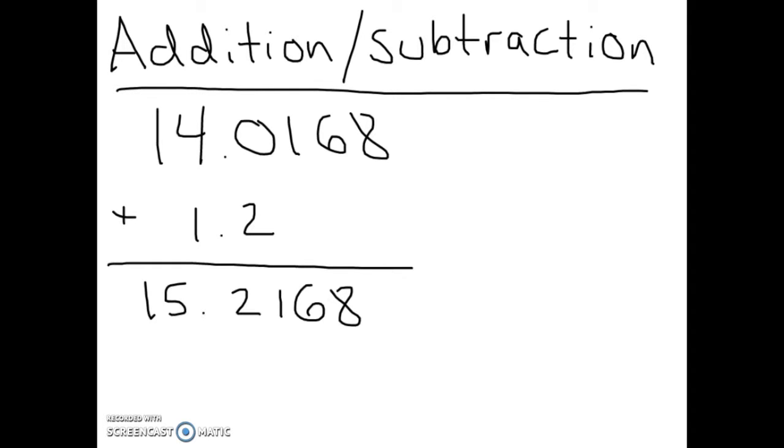Here is our first example problem for addition. We have 14.0168 added to 1.2. And I calculated that is 15.2168. As you can see here, 14.0168 has 4 numbers after the decimal place, and 1.2 only has 1 number after the decimal place. That means that our answer will have only 1 number after the decimal place.